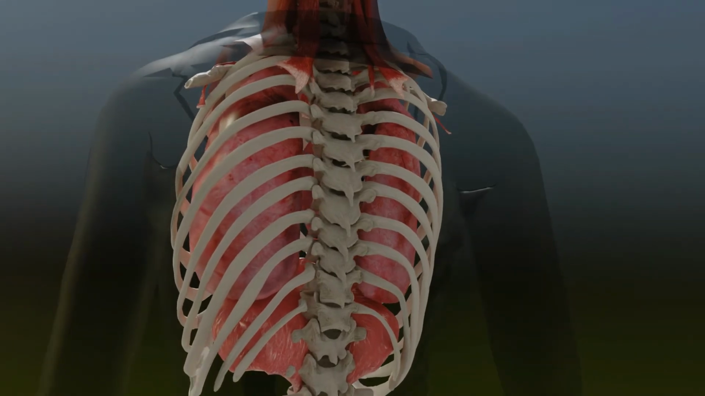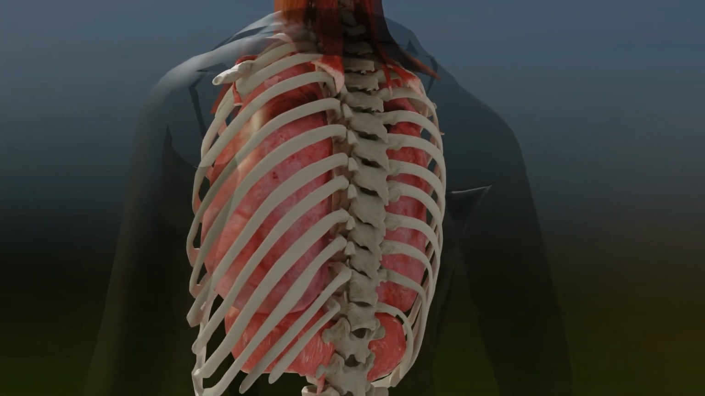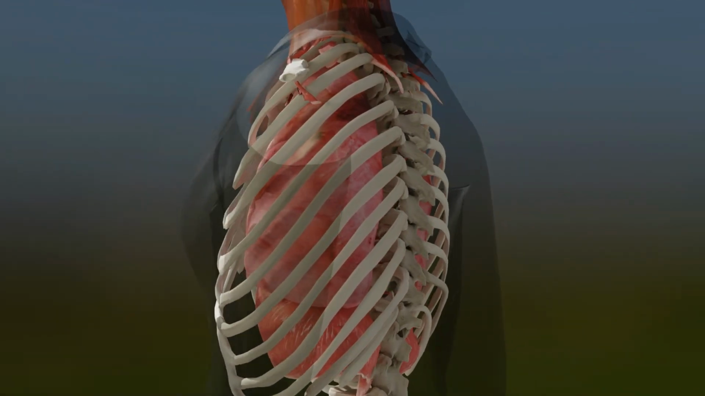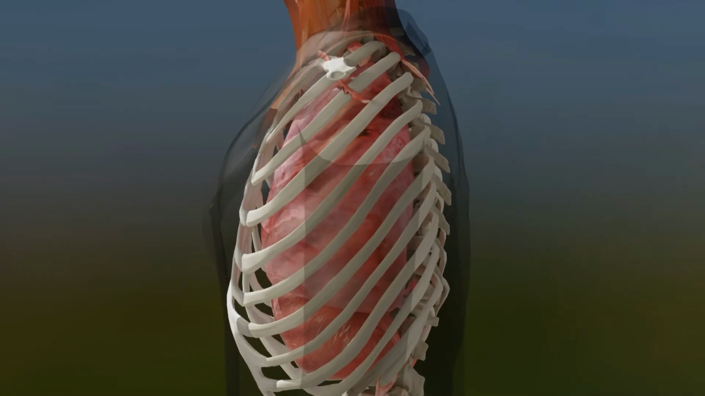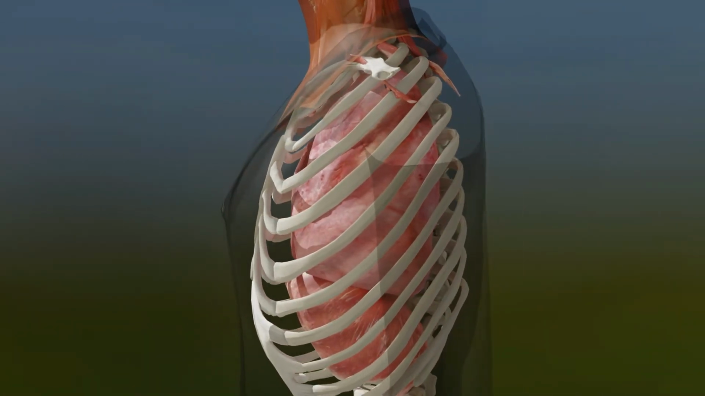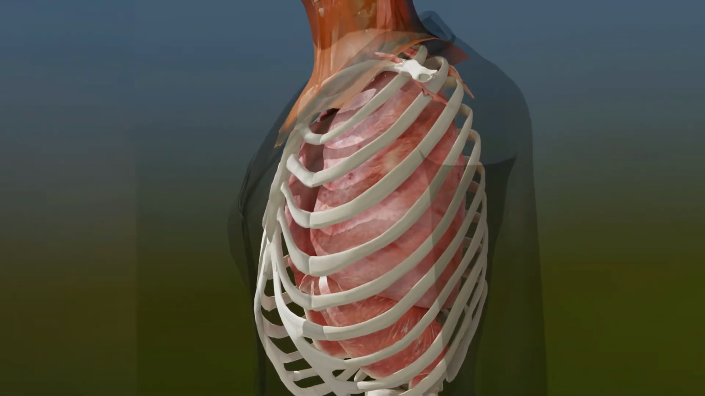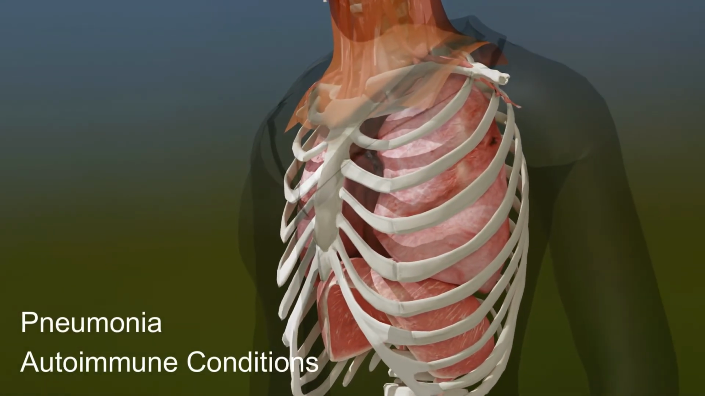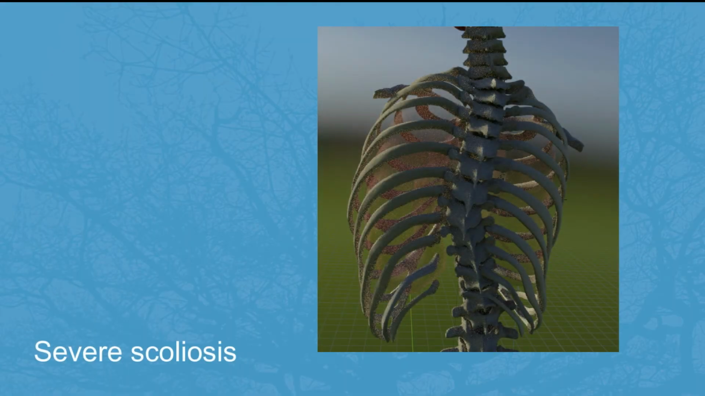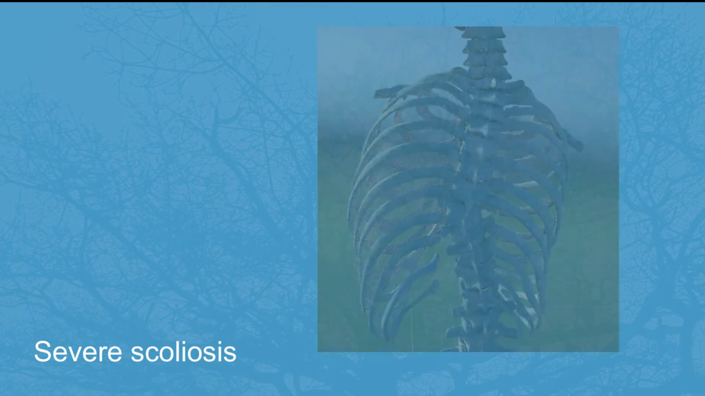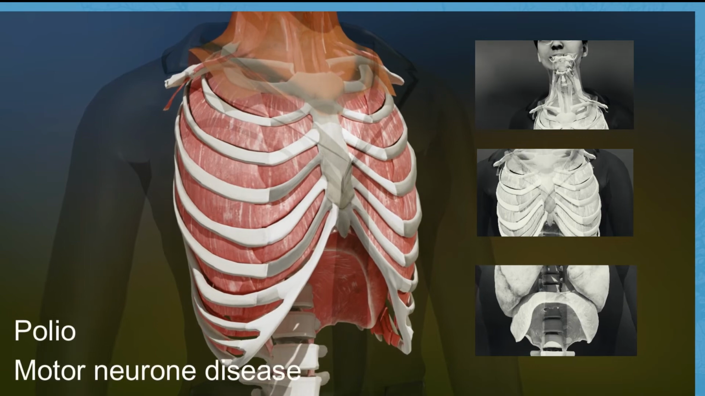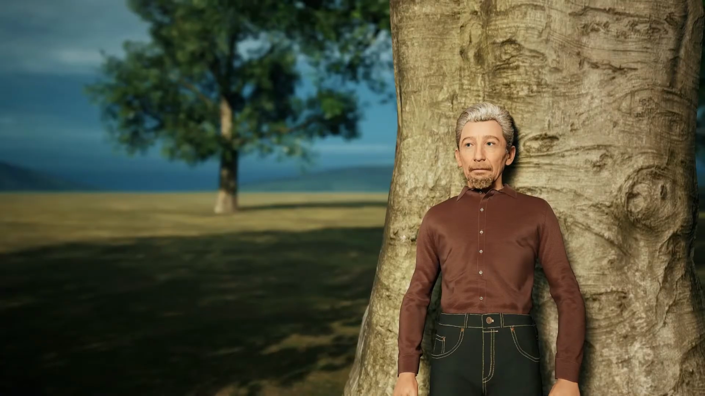The reasons could be: 1. Our lungs get stiff and can't expand, for example, in interstitial lung diseases, or they recoil too much and shrink. Or 2. The air sacs collapse or join up or are scarred due to an infection such as pneumonia, autoimmune conditions. Or 3. The chest wall is stiff, such as in severe scoliosis. Or 4. Weak or paralysed muscles can't move the chest wall, for example with polio or motor neurone disease.